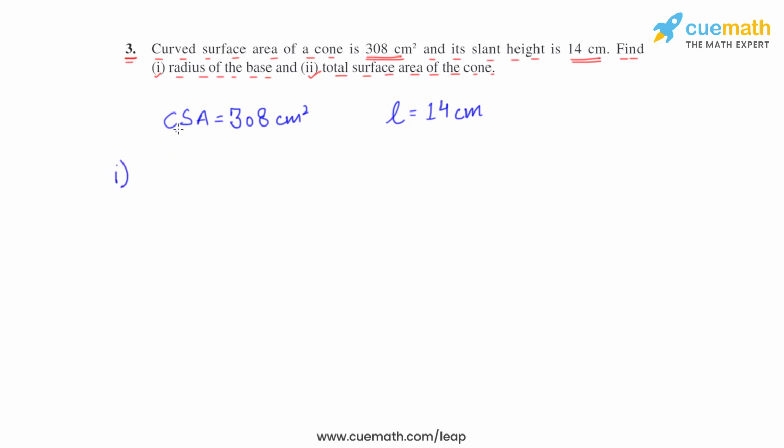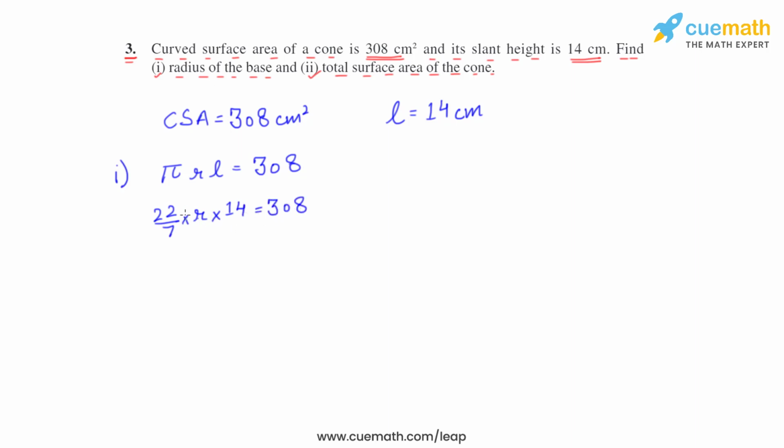In the first part they are asking to find the radius of the base. So we know that the formula for curved surface area is pi r L, and it is equal to 308. Now we can substitute the values of pi and L and find the value of r. So pi is 22/7, into r, into L which is 14. It should be equal to 308.